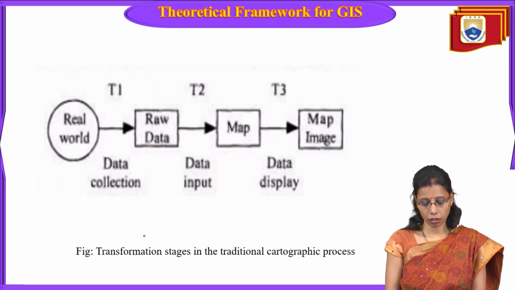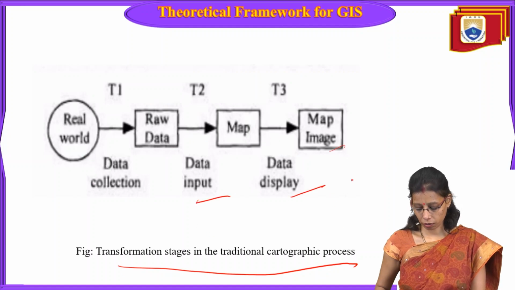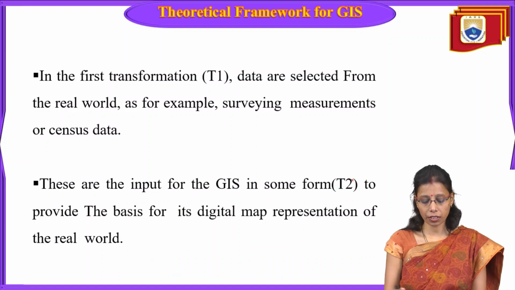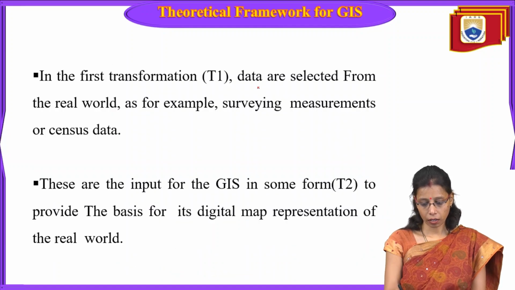So again you can see the transformation stages of the traditional cartographic process: real world data collection, data input, data display. So real world, raw data, map image. In the first transformation, T1, data are selected from the real world, for example surveying measurements or census data.